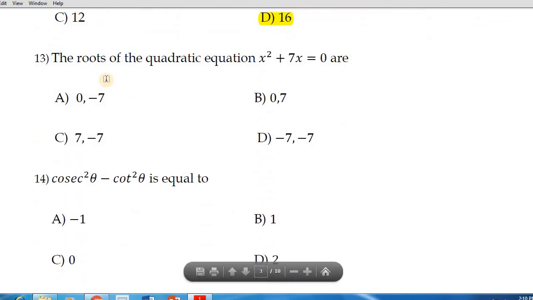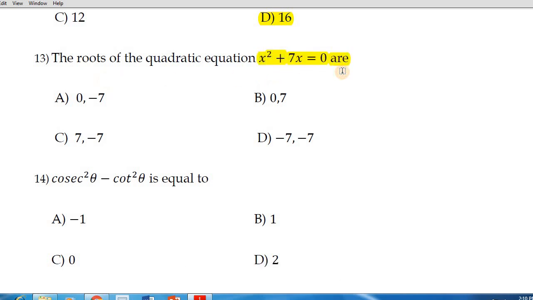Next question. The roots of the quadratic equation x square plus 7x equals 0 are. Given options are 0, minus 7; 0, 7; 7, minus 7; minus 7, minus 7. So this is a very simple one. Just look at the given equation, x square plus 7x equals 0. In that, take x as a common factor. As you take x outside, we get x into x plus 7. Now x equals 0 and x equals minus 7. So therefore the option is 0, minus 7. That is the exact answer for this question.